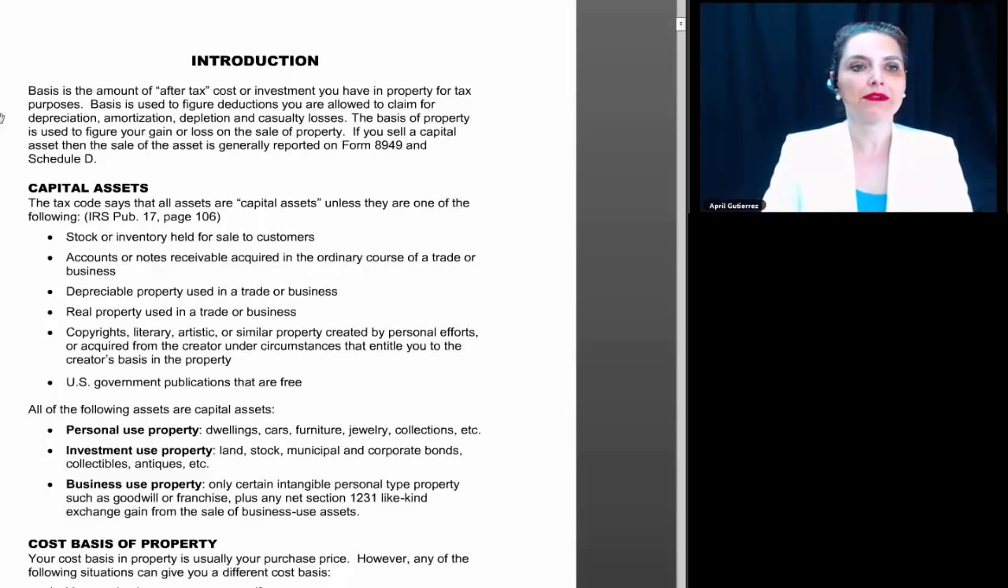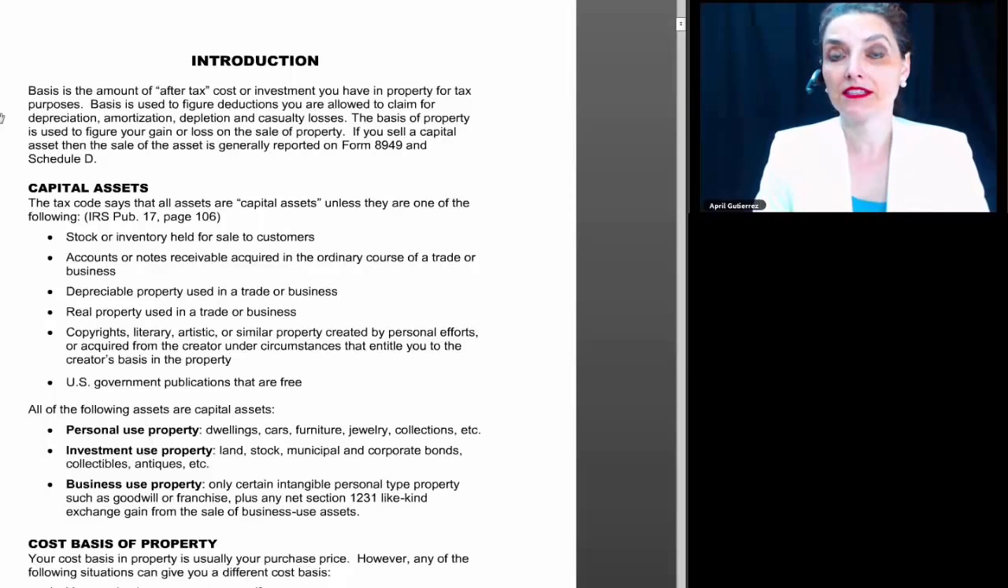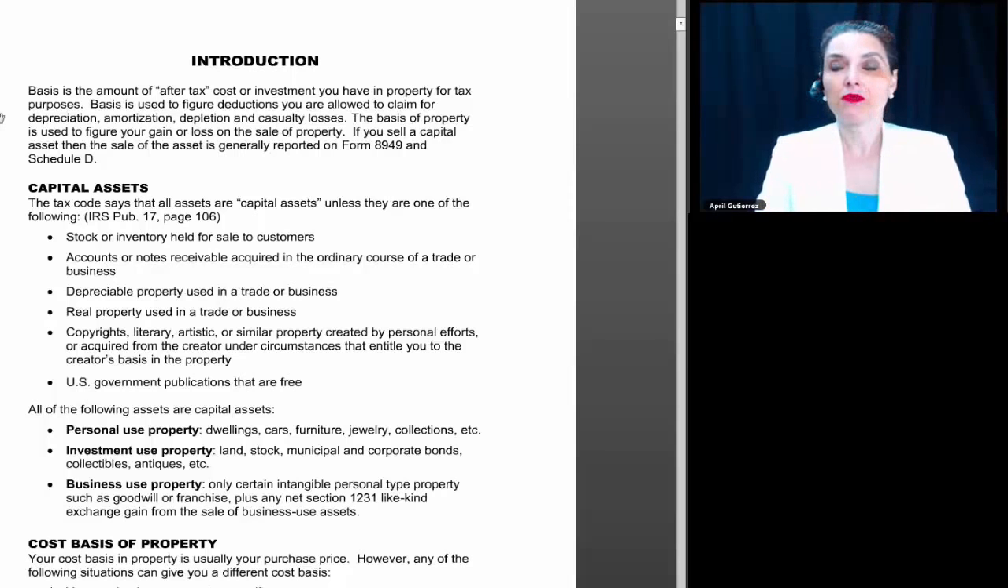And if you sell a capital asset, then the sale of that asset is generally reported on Form 8949 and on Schedule D. Today's class is not a class about selling assets, so we're not really going to be spending any time focusing on 8949 and Schedule D, but it's pretty hard to talk about basis of assets without referencing those forms. So I will come back and forth to them a little bit, but without ever really giving an in-depth lesson on how to complete those. And the reason for that is those forms are covered in detail in other courses in Pacific Northwest Tax School's curriculum. And we'll actually be covering sale of assets next week in our CPE series.